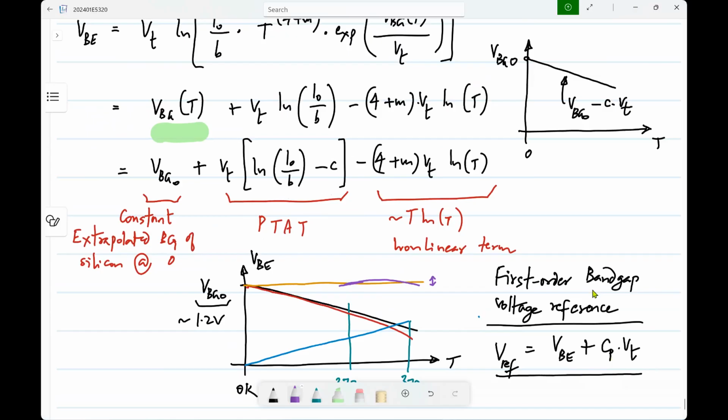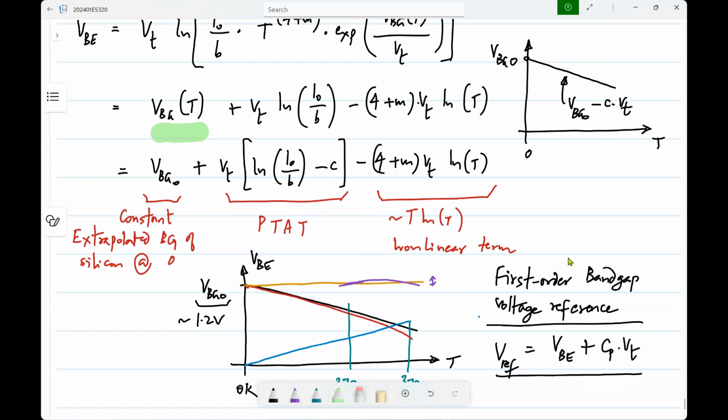This device physics is not my forte, not my area, but basically this is just to give you some bare bones details of what's going on. So VBE reduces. There is a dominant proportional to absolute temperature component. There is also a nonlinear component that we ignore for now. So it's also easy to see that the resulting voltage will basically be the extrapolated band gap at 0 Kelvin.